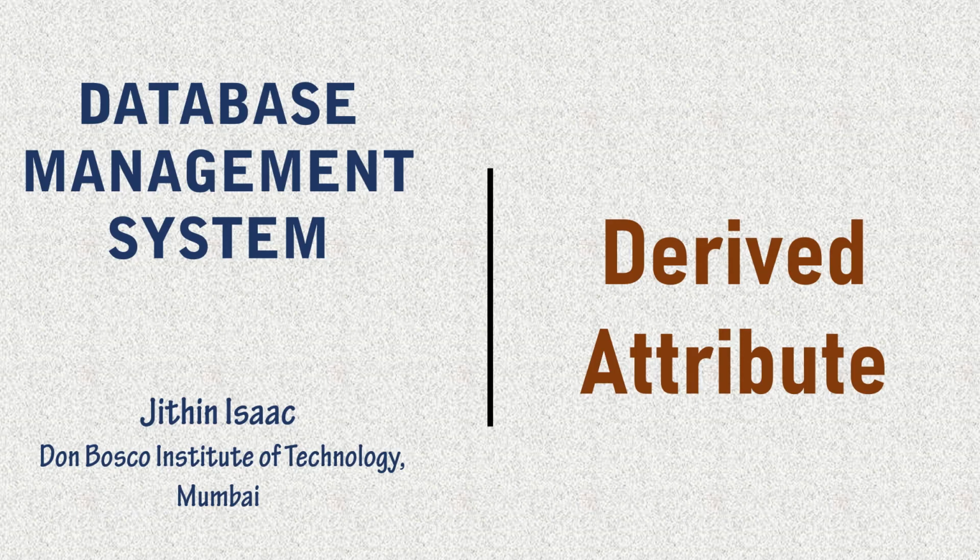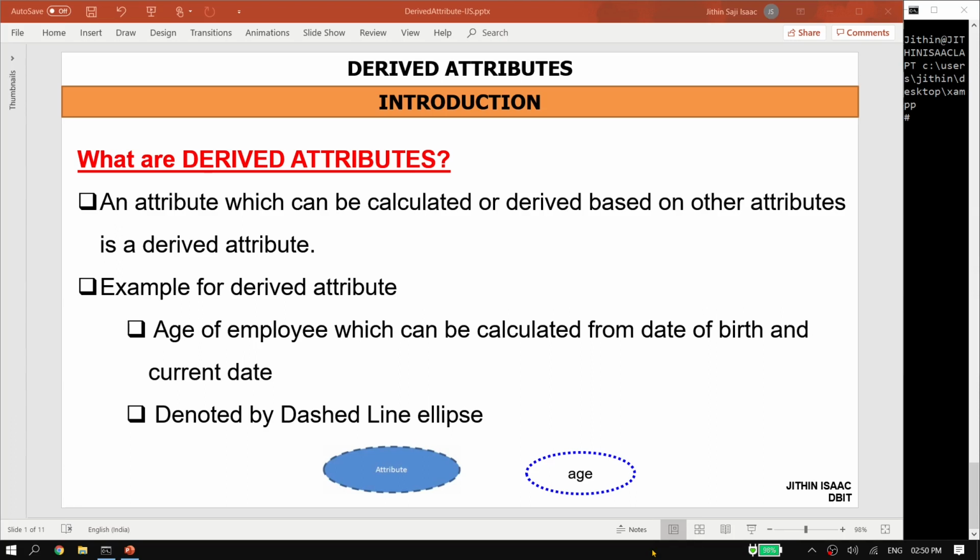Hey all, in this video we'll talk more on derived attributes. Now we have learned about derived attributes when we had learned ER diagrams. So what is a derived attribute? Any attribute that can be calculated or derived or found based on other attributes in the ER diagram is called a derived attribute.